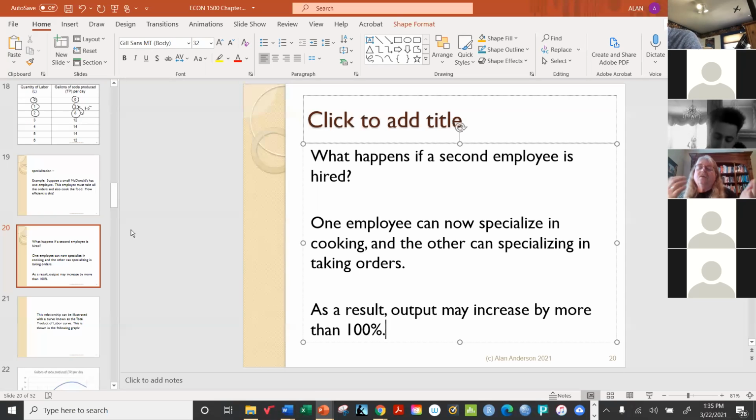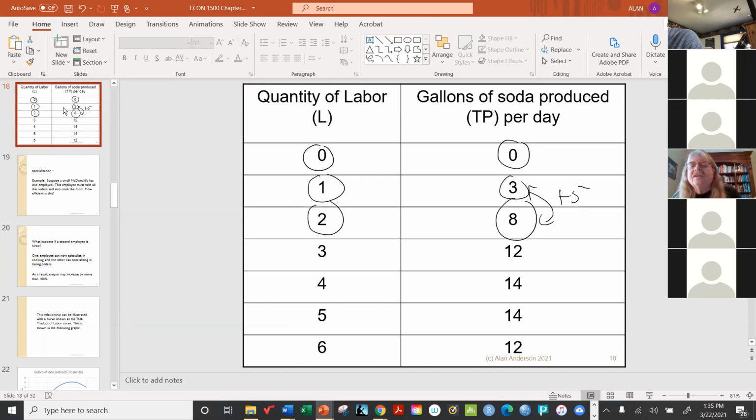And of course, you would make sure that the one who knows how to cook would be in the back cooking, and the one who's very friendly with the customers would work up in the front and take the orders. So all of a sudden, because of the specialization, there's more than twice as much output.